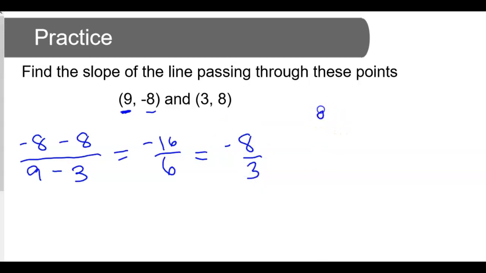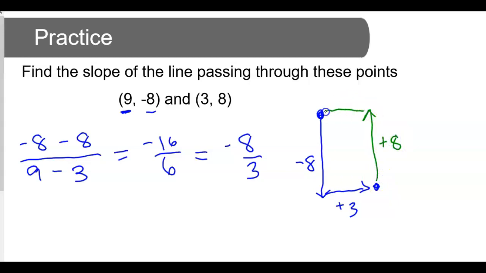So what does that mean? That means I'm going to go from one point to the next. Reading from left to right, I'm going to go down 8 units. And I'm going to go to the right 3 units. But let's say I was reading it the opposite way, from right to left. Well, then I'd be going up 8 units, and left, which is negative, 3 units.